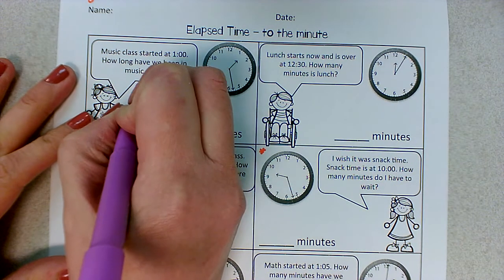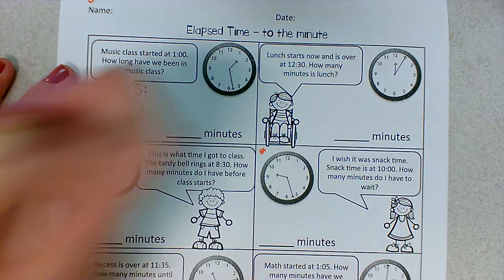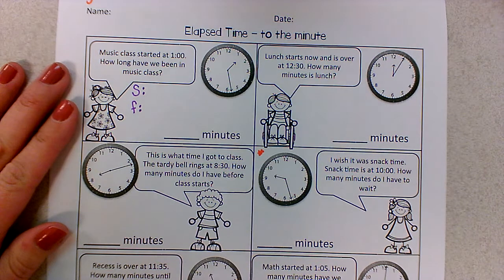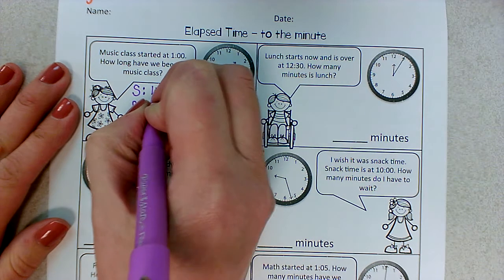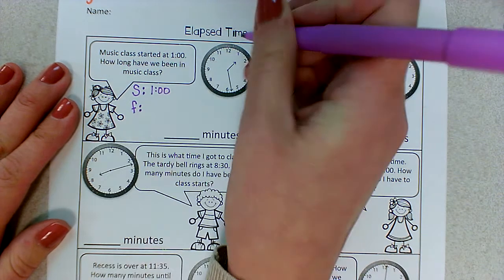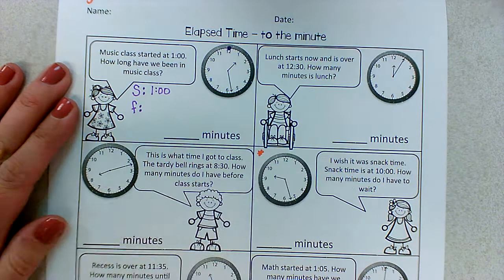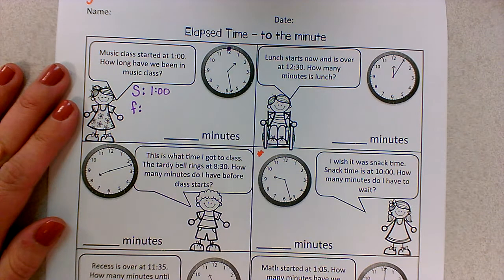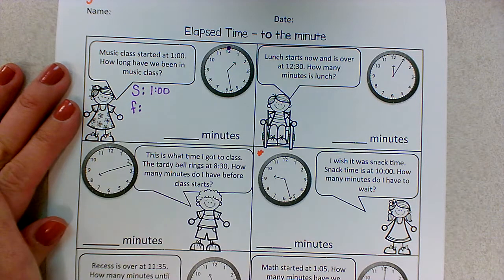So I'm going to do two things on my page. I'm going to write my start and my finish so I can check to see those two times. So it started at 1 o'clock. So I'm going to write it here, and I'm also going to mark that 1 o'clock would have been right here on my 12 on the clock. It says, how long have we been in music class?